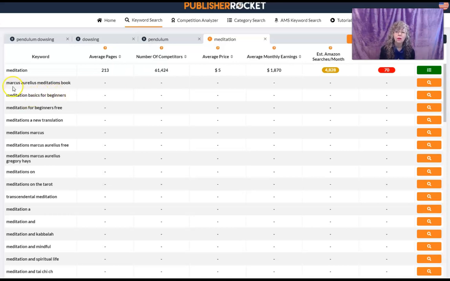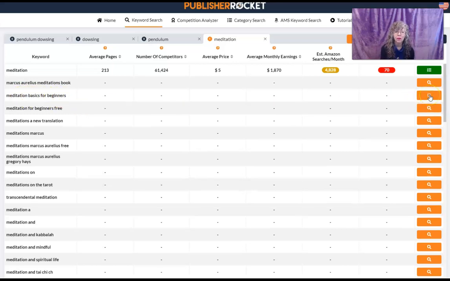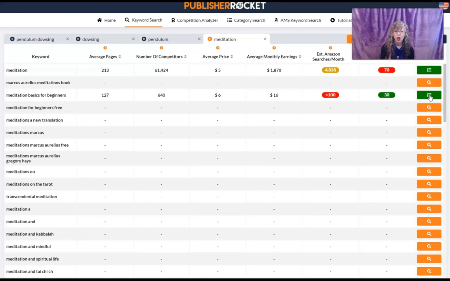Meditation. So this one is Marcus Aurelius Meditations book. I don't know who that is, but it's a person, so I wouldn't include that as something that I would use as my keyword because I'm not that person, right? So I would then look at meditation basics for beginners because that is kind of what this book is about. It's not necessarily talking about just for beginners, but here's what we know.